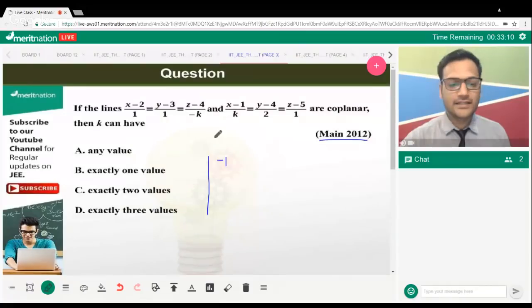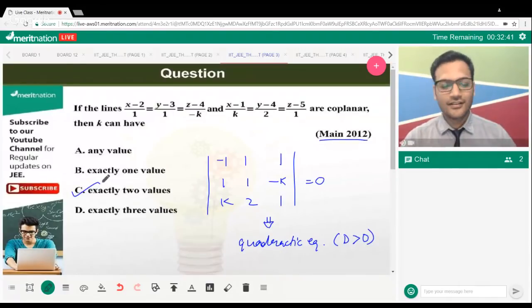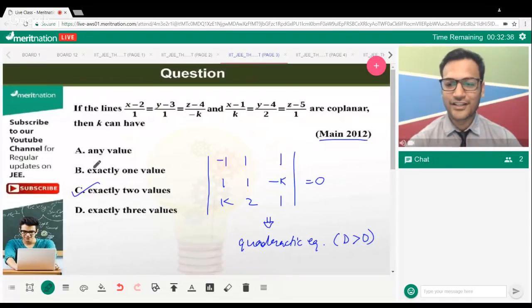4 minus 3 gives me 1. 5 minus 4 gives me 1. Similarly, over here, 1, 1 and minus k. Over here, k, 2 and 1. You will solve this. This will give you a quadratic equation once you solve it, with the discriminant greater than 0. Sorry, discriminant, not determinant. So this quadratic equation with the discriminant greater than 0 will have exactly two values. Right? So this is how we can solve this question. I hope it is clear to everyone.